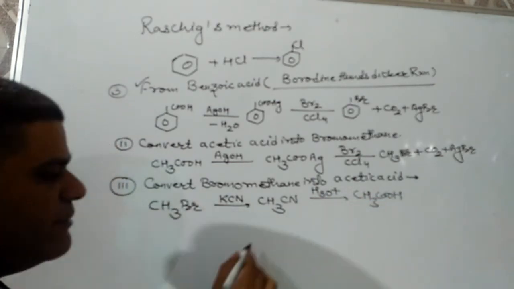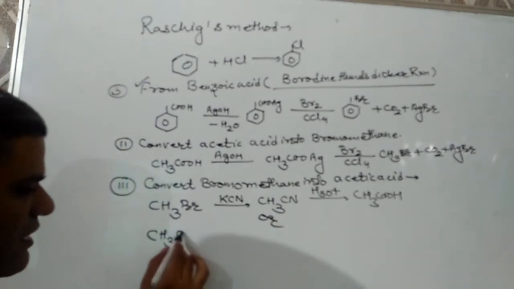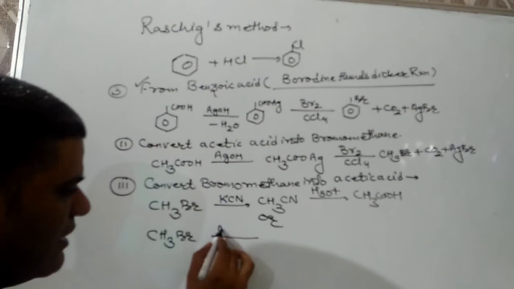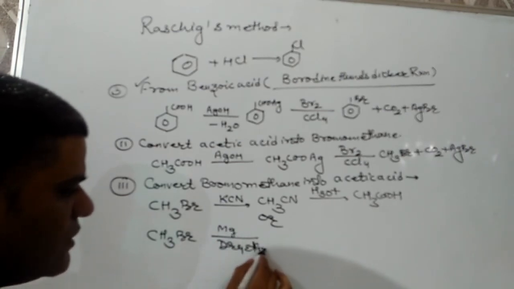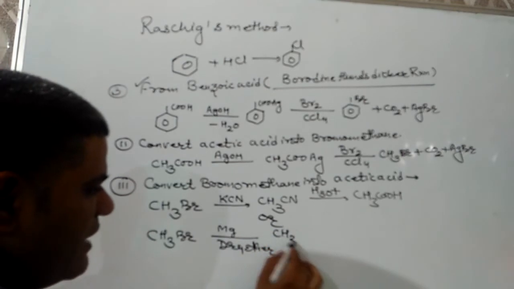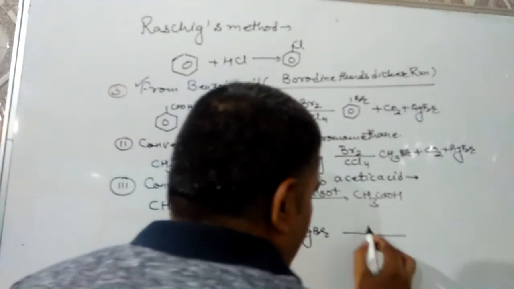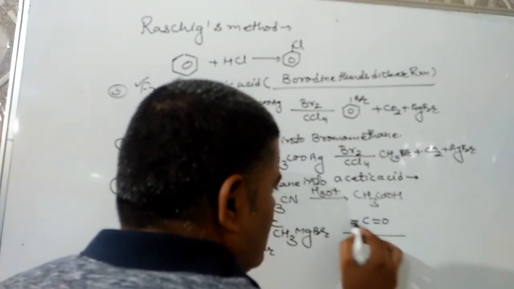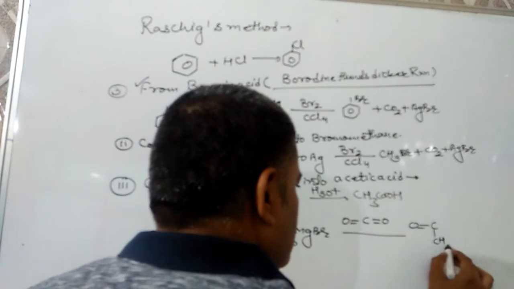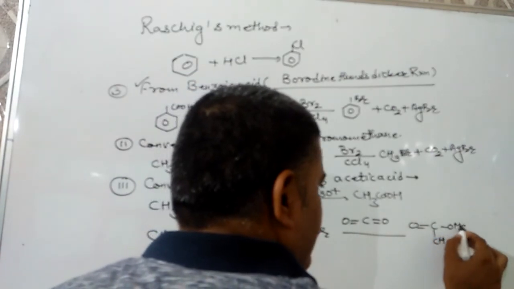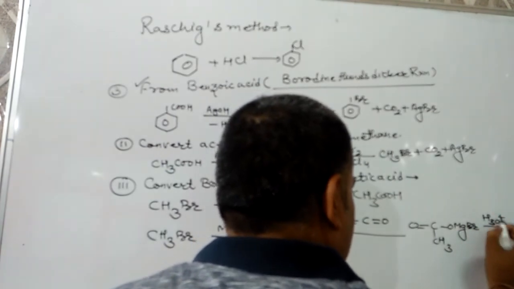Or this can be done by forming a Grignard reagent first. CH3Br reacts with magnesium metal in presence of dry ether to give CH3MgBr, and then CH3MgBr can react with dry ice to form an addition compound due to nucleophilic addition, and that on hydrolysis gives acetic acid.